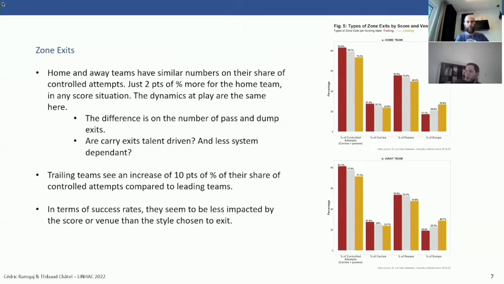So one theory that we may have is that it maybe means that carry exits are more talent driven and less system dependent. Well, that could be an explanation. And another interesting finding here is that in terms of success rates, they seem to be less impacted by the score or venue than the style chosen to exit the zone.